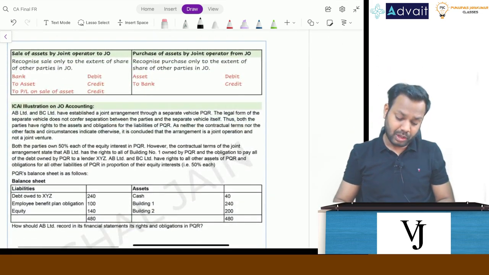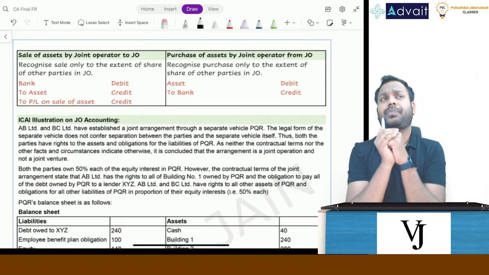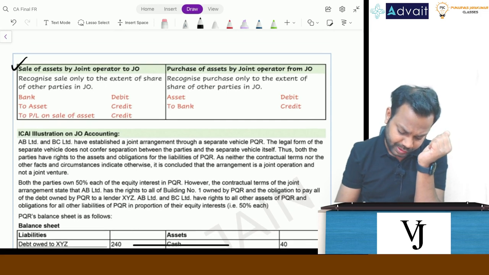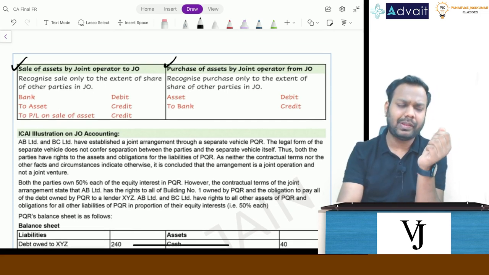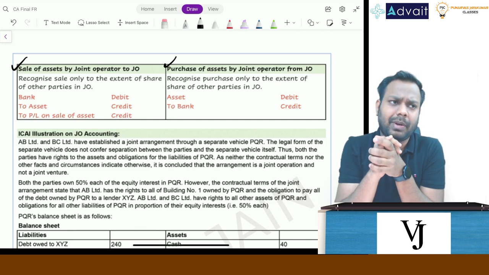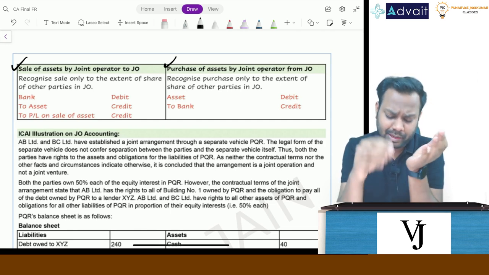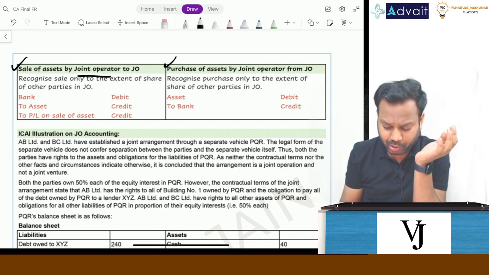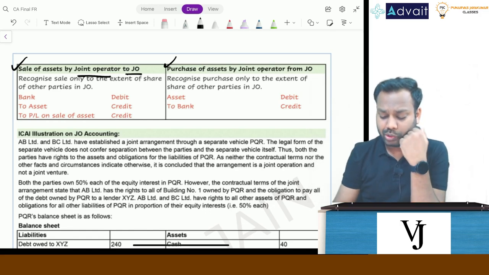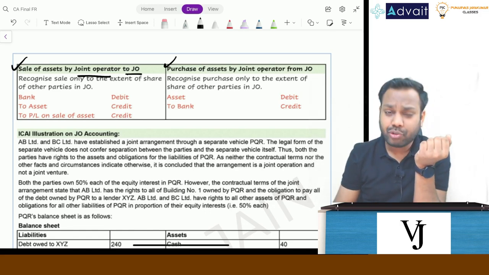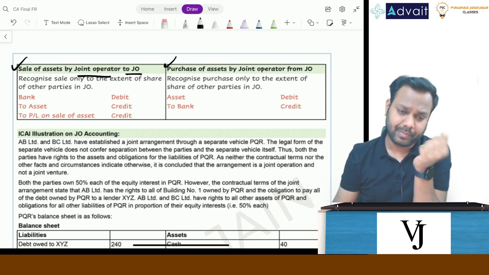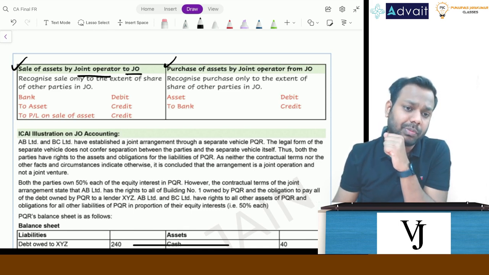Now, understand, this is one of the adjustments which the examiner might ask. It says what should be the accounting treatment if an asset is either sold by the joint operator to the joint operation, or sold by the joint operation to the joint operator. What should be the treatment?